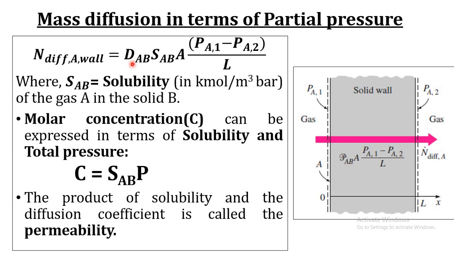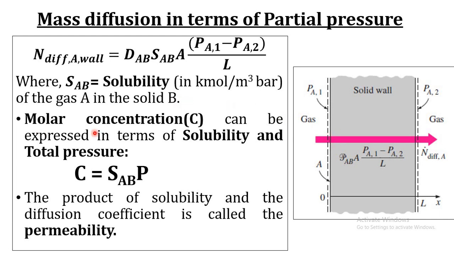DAB is the diffusion coefficient of species A, the gas A, through species B, the wall, and A is the cross-section area of the wall. SAB is a new term called solubility. Its unit is kilomole per meter cube bar if the pressure is in bar. So SAB is the solubility of gas A in the solid.